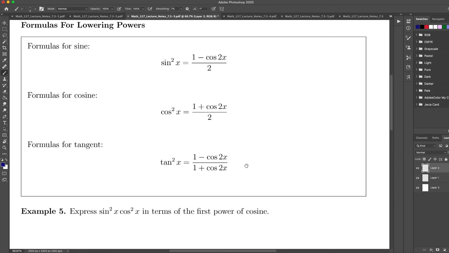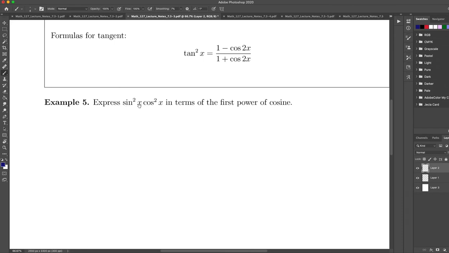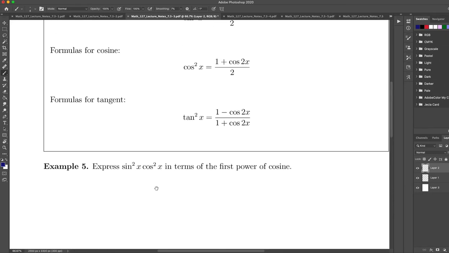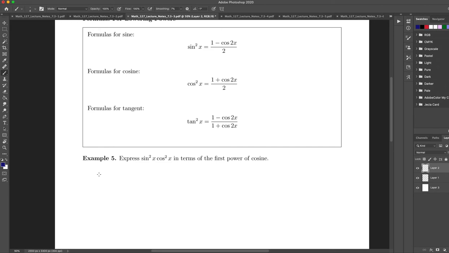All right, so here's something. Express sine x squared and cosine x squared in terms of the first power of cosine. All right, so here, let's just plug in what these values are. So I'm going to zoom out so you can see them. So sine x squared is 1 minus cosine of 2x over 2. And then here I'll have 1 plus cosine of 2x over 2. That gives me, this is a difference of squares, so this will be 1 squared, so minus cosine squared of 2x all over 4.